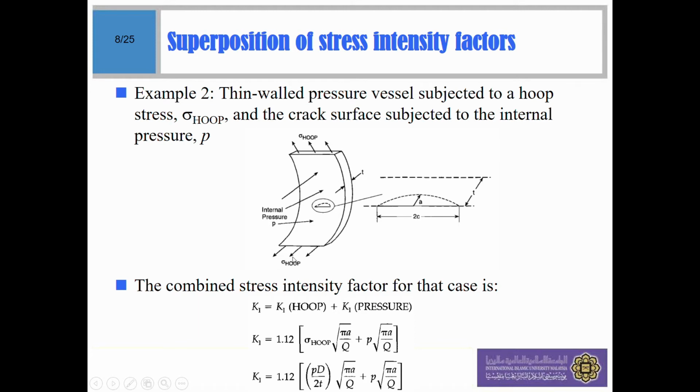So you have two situations. You need to consider both situations, only then can you calculate the whole stress intensity factor for the cracked pressure vessel. After that, you just substitute according to the situation.